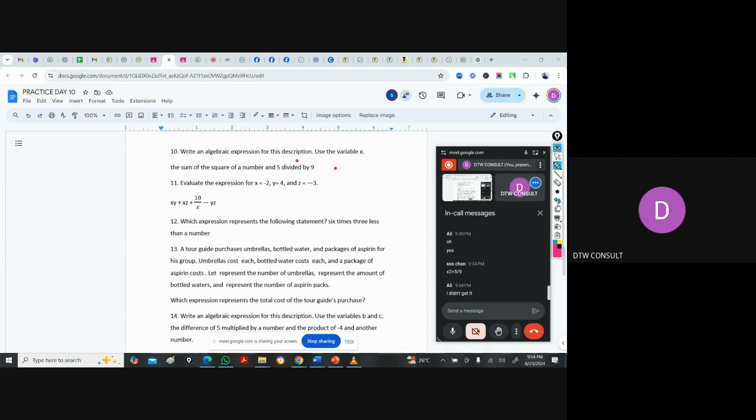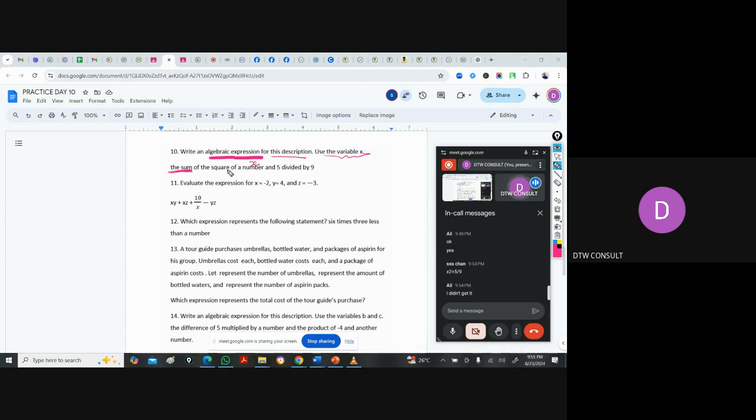Okay, so look at it closely. It says, write an algebraic expression for this description. Use the variable X. The sum of the square of a number. Let the number be X.